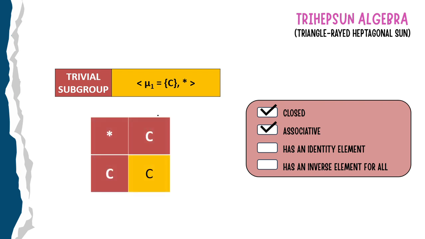To check if this has an identity element, since this is the header row and the header column, the intersection is C also. Therefore, C is our identity element. Inverse element for all. So since this is the identity element, the inverse element is on the top. Therefore, the inverse element of C is C. Let's now find the lattice diagram.